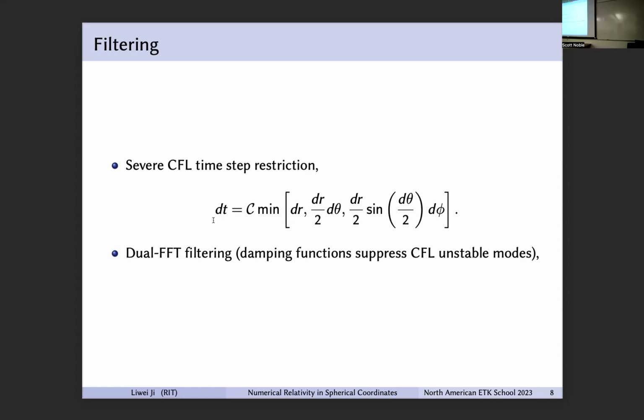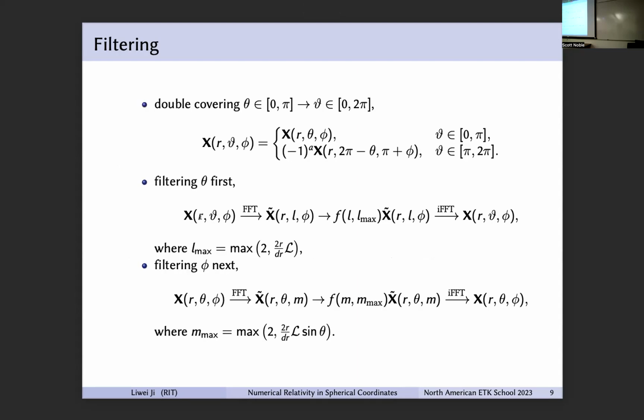Just as the previous talk mentioned, we can use a multi-patch system to get rid of these poles and the origin. But here we choose a different method, in which we use an FFT filter to dampen the unstable modes to increase the time step. In order to do that, we need to filter both in the theta and the phi direction.